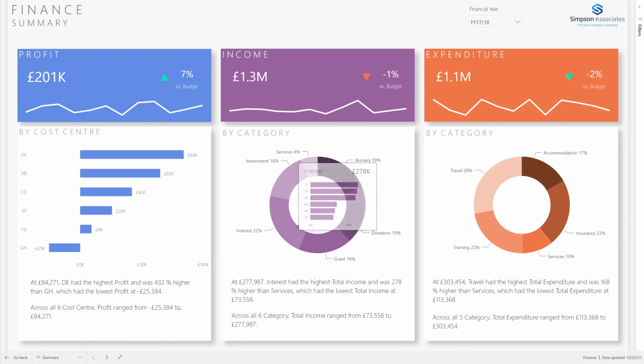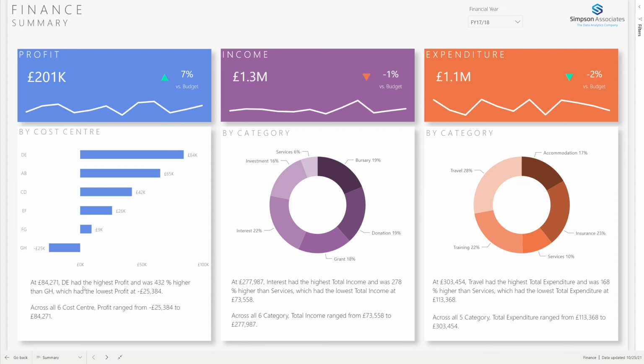And if we go right to the bottom of the page, what we have is some narrative. Just for example, over here, it says DE has the highest profit and the percent higher it was than the lowest one, in this case GH, which had actually made a loss of £25,000. And the thing that's so good about this narrative is that it wasn't actually written by a person. This narrative was automatically generated by Power BI.